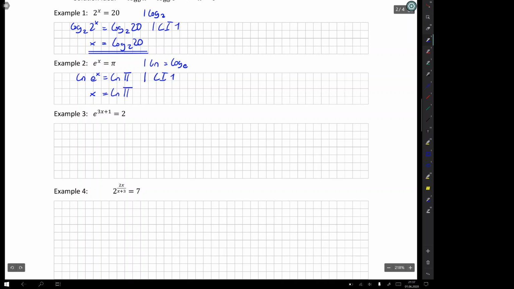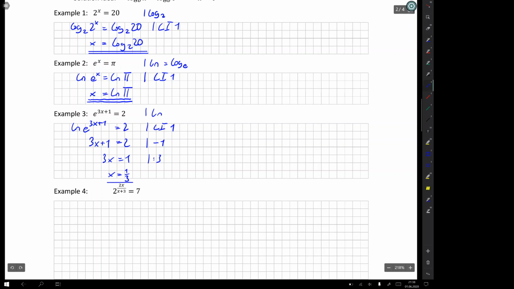So x is ln of pi. Look at example 3. Try to solve it on your own, and here comes the solution. Well, we do again take the ln, so we get ln of the whole expression equals 2. And now we have just what remains. Ln of e to the power of something is just the exponent, so 3x plus 1 is 2. Here, logarithmic identity 1, minus 1, 3x equals 1, divide by 3, and we get final result, x equals 1/3.